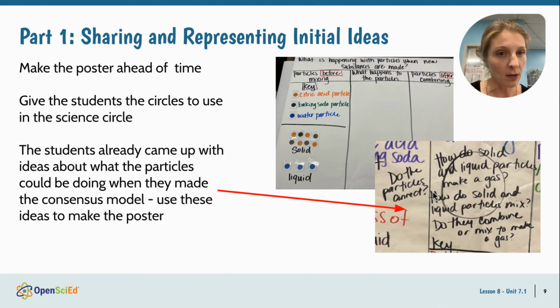So for example, my students before have said things like maybe the particles are connecting, or maybe they're combining, or maybe they're mixing. So what you're asking them to do is show me what does that look like using the circles. What does it look like when the particles connect? What does it look like when the particles mix? Show what that actually does. And so you're actually creating models with these circles, and the students will attach those ideas to these posters.